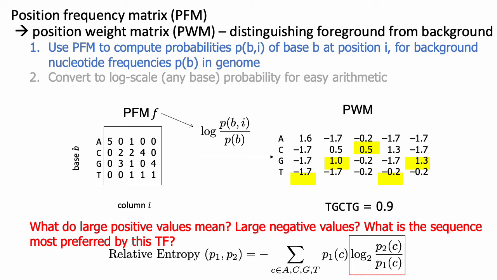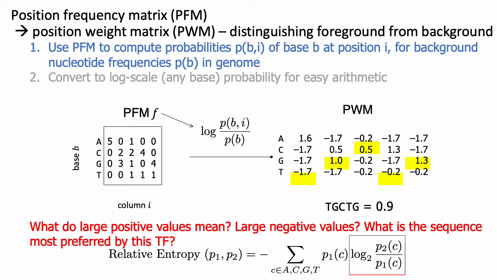And so in the middle of this slide, I basically show you how to go from a PFM, or position frequency matrix, to a PWM. And so you can see that a PWM is represented by a table of the same size as a PFM. And basically, the expression in the middle of the slide, log of P_bi over P_b, is how you go from the PFM to the PWM. And so at this point, I want you to recall our earlier slides about relative entropy.